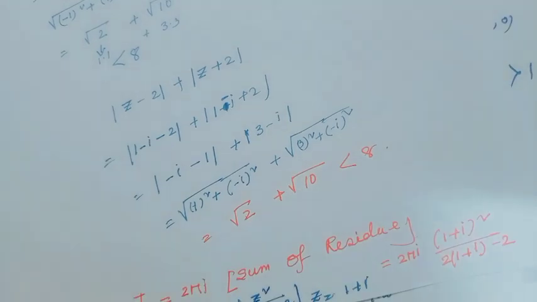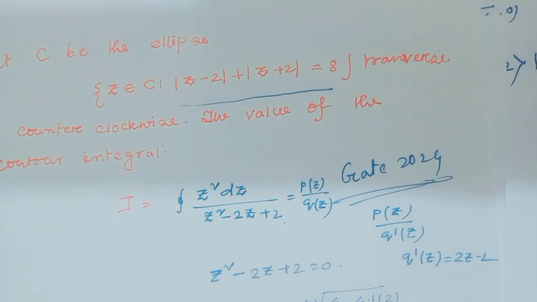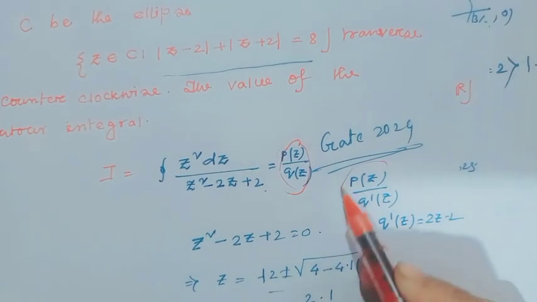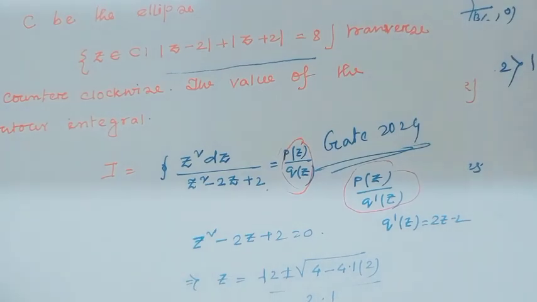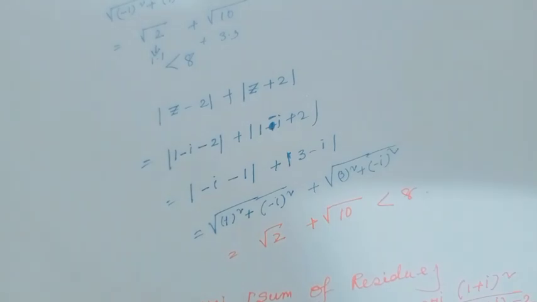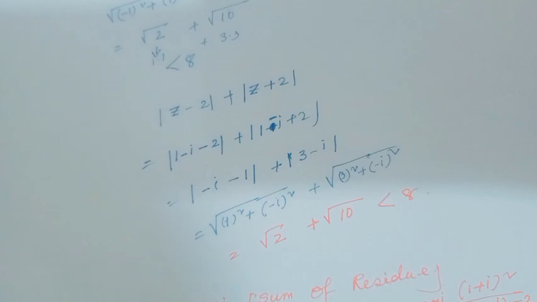So we all know I is equal to 2 pi i times the sum of the residues. When the poles are simple poles and the function looks like p(z) over q(z), then the residue is p(z) over q'(z), where q'(z) equals 2z minus 2. So first, I1 is 2 pi i times z squared over 2z minus 2 at the point z equal to 1 plus i.